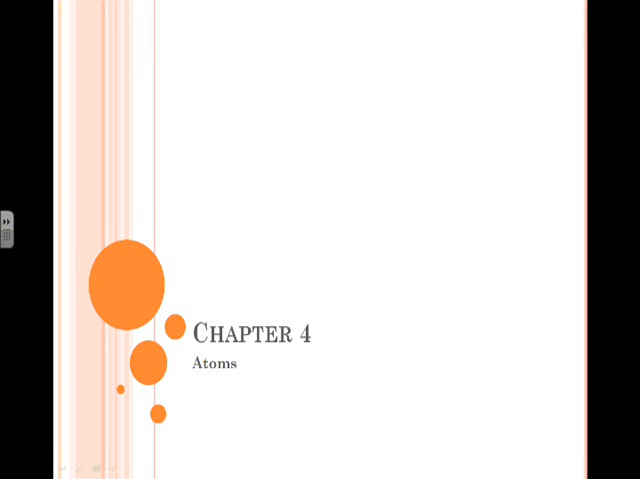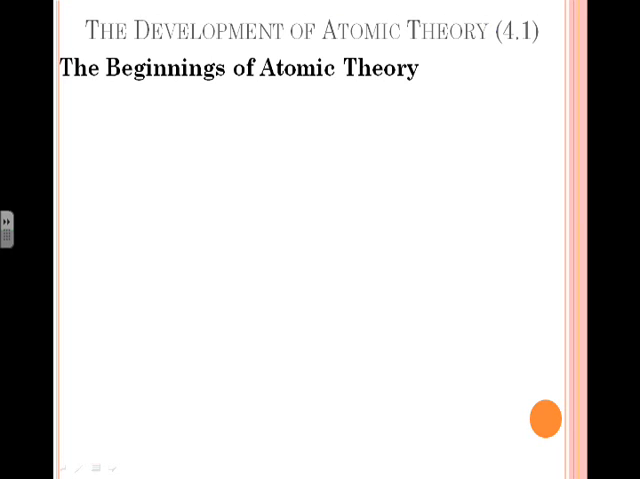All right, you're finished with your first unit test, and let's go ahead and get started on Unit 2, which begins with Chapter 4. Now in Chapter 4, we're going to talk about atoms, and this unit includes Chapter 4 and 5, so we're going to be talking about atoms and the periodic table. Go ahead and have your periodic table out and ready to look at. You're going to need to reference it today. And let's go ahead and get started with the beginnings of the atomic theory.